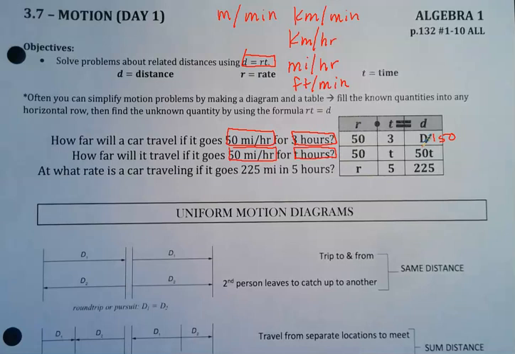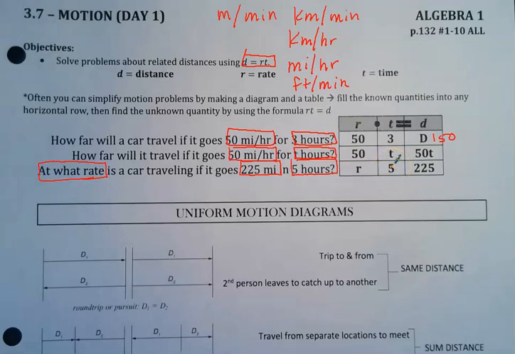At what rate? So this time it's saying at what rate? Well, what does that tell me? We don't know the rate, so that's why we put an R. Is a car traveling if it goes 225 miles? What's the 225 miles? That's the distance. That's how far it traveled. Good. In 5 hours. And that's our time.